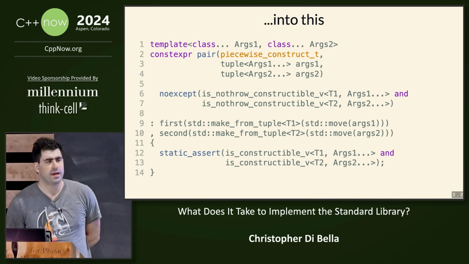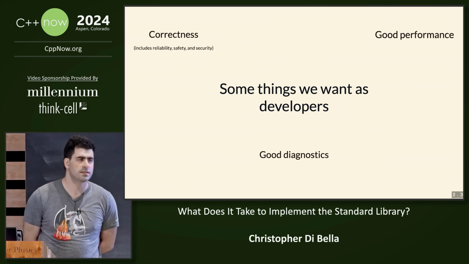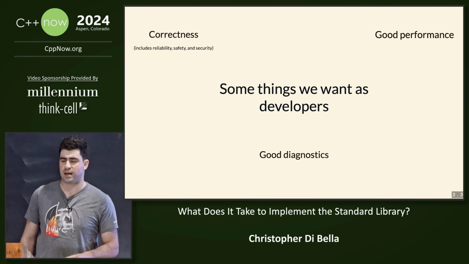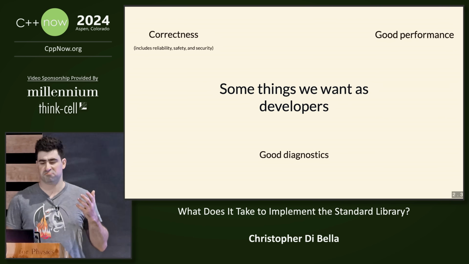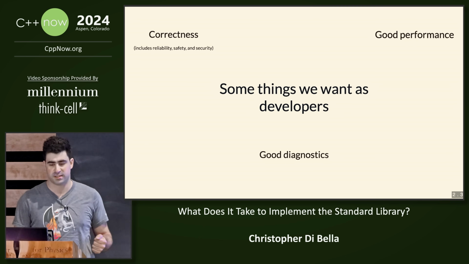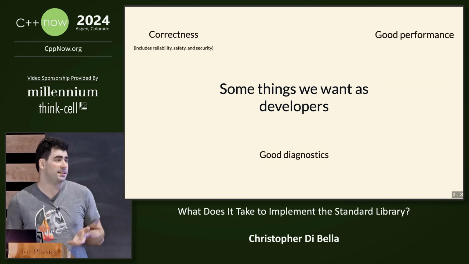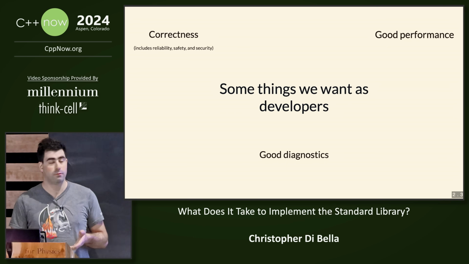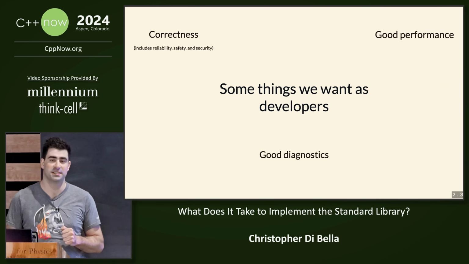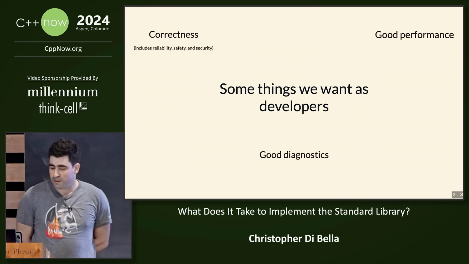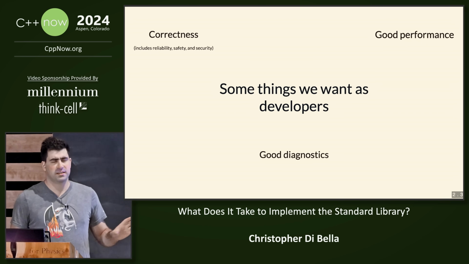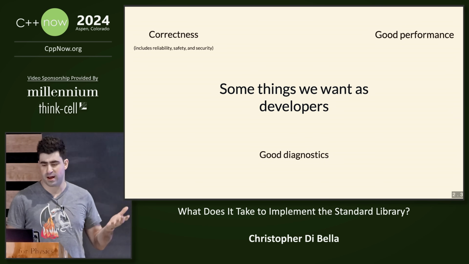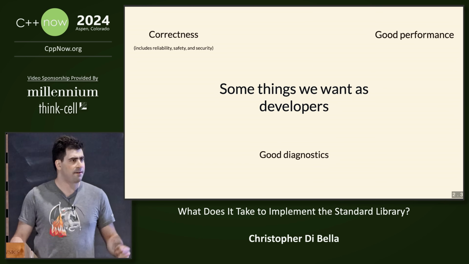Now, there are a few things that we would like as developers. I picked 3 things that are hopefully not controversial, those being correctness, good performance, and good diagnostics. We may disagree on which of these things are the most important, although I would hope that everyone in the room agrees that correctness is paramount. But these are just 3 things that I think were a non-controversial set of topics that we can all find some common ground on.